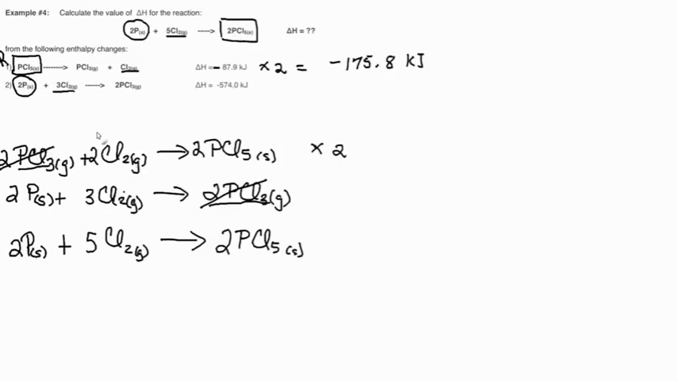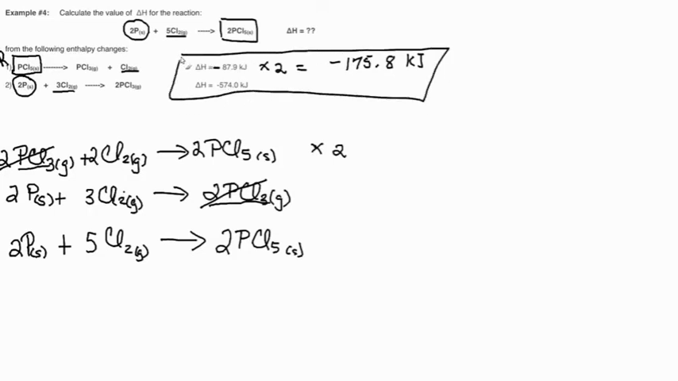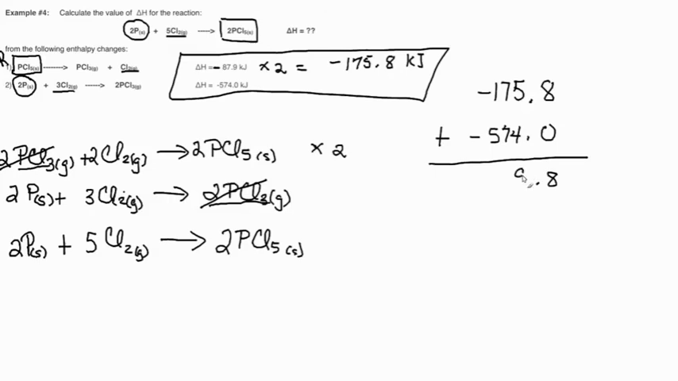All right, so now we can take our delta H's and add them up. So we have negative 175.8 plus negative 574.0. Add those two together: 8, 5 and 4 is 9, 7 and 7 is 14, carry 1. 749. The negative number in front of it, kilojoules. It's a highly exothermic reaction. And that is example 4.